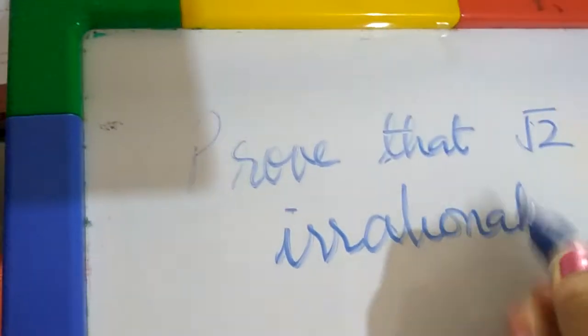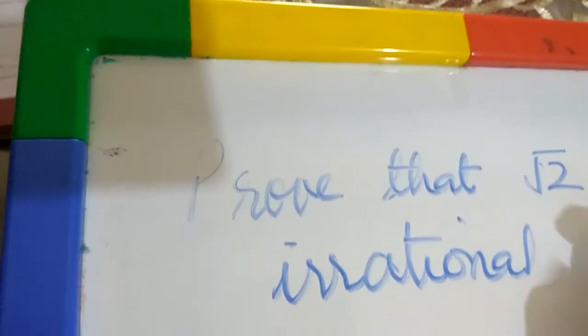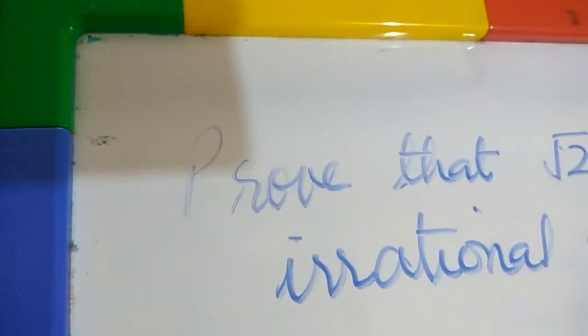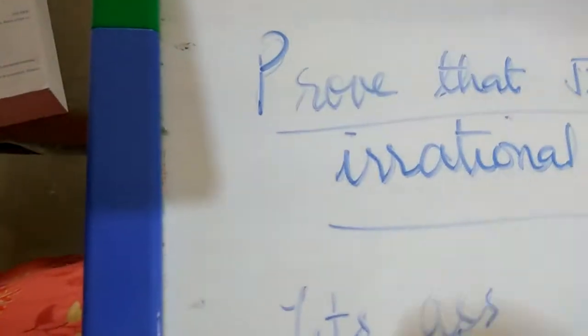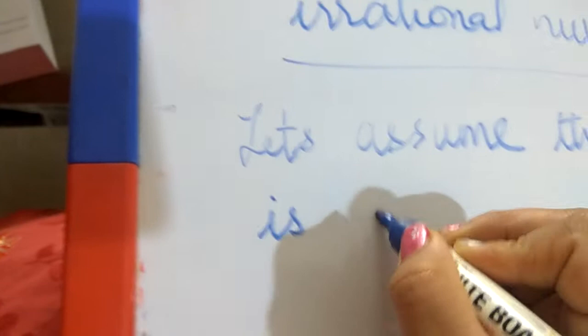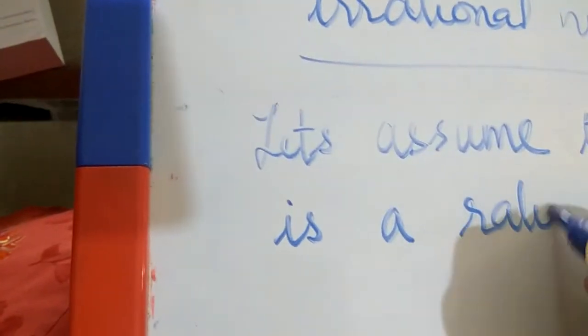So here we are proving that root 2 is an irrational number. These proofs are done by the contradiction method. So we will assume that root 2 is a rational number.